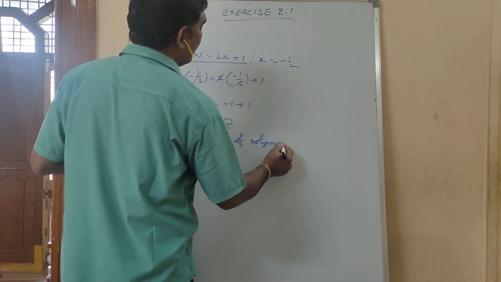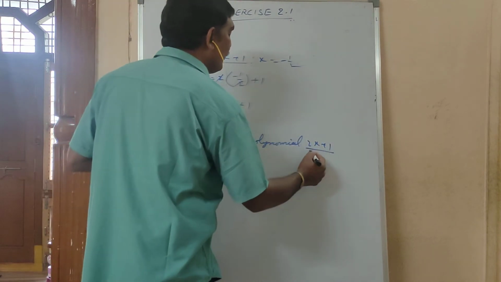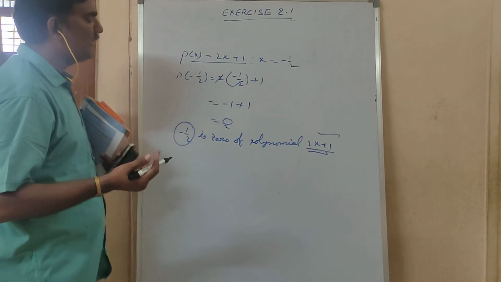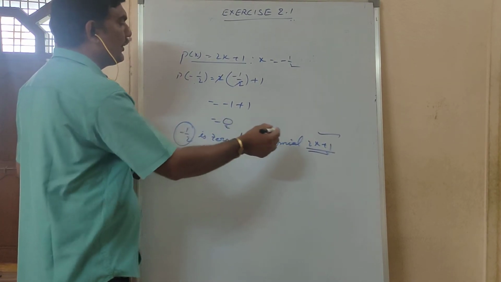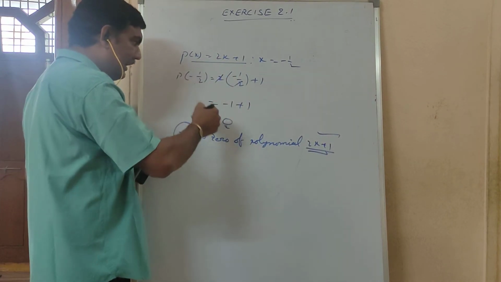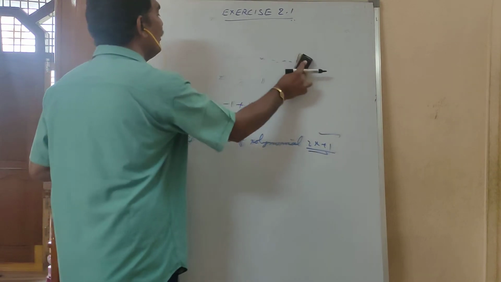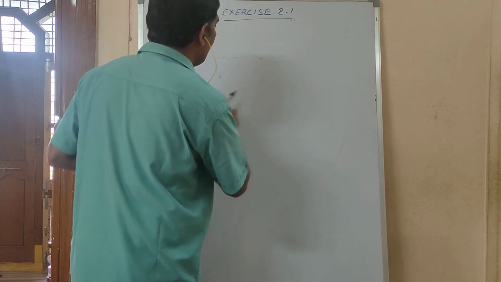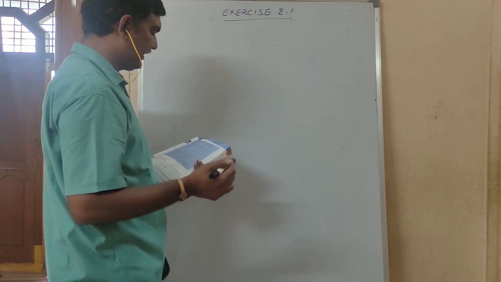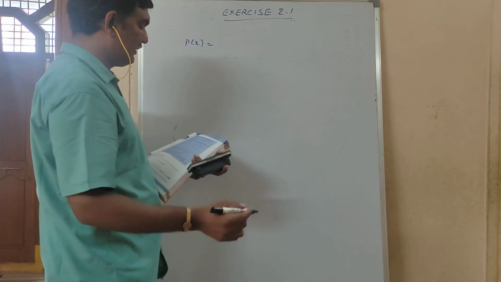Therefore, minus 1 by 2 is zero of polynomial 2x plus 1. For this 2x plus 1 polynomial, what is zero of the polynomial? Minus 1 by 2. Why? If you substitute in this polynomial in place of variable minus 1 by 2, entire value is becoming 0. Therefore, minus 1 by 2 is called zero of the polynomial. Now, next problem. P of x is equal to 5x minus pi.